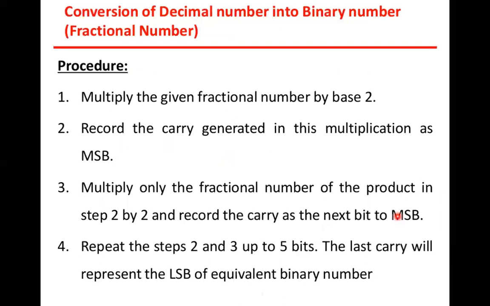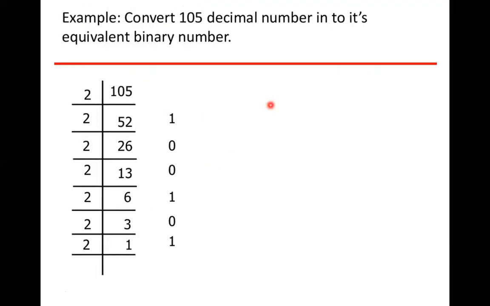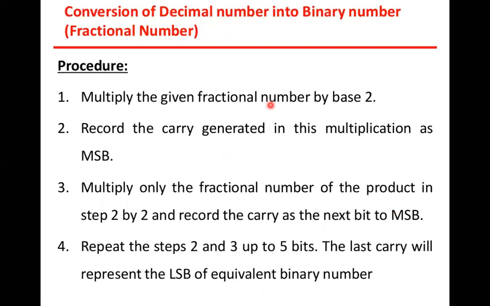Now, if you want to convert a decimal number into a binary number, but we have a fractional number. That was a whole number and this is a fractional number. Then what do we have to do? Multiply the given fractional number by base 2. Earlier what we did, we divided it by 2. Here we are multiplying the given fractional number by the base 2. Record the carry generated in this multiplication as the most significant bit.